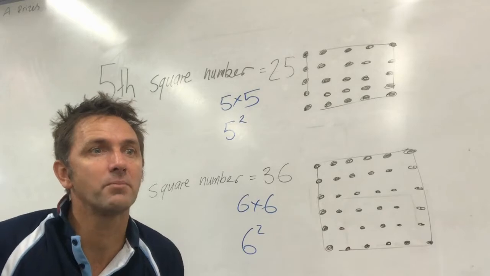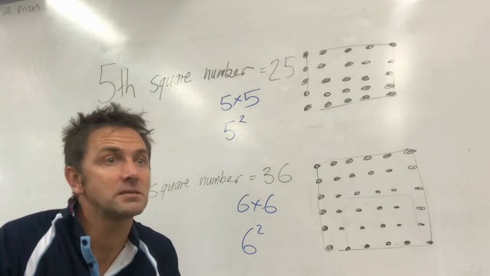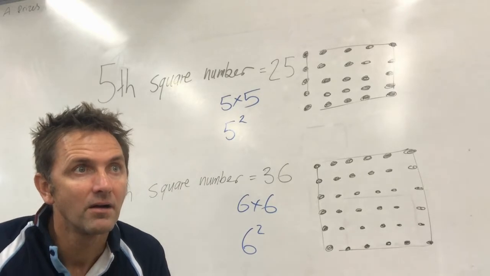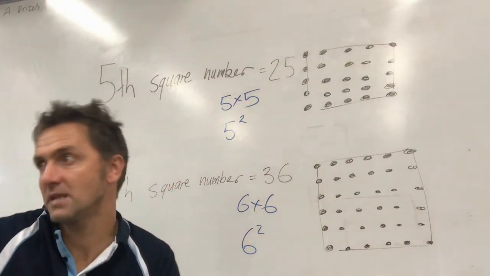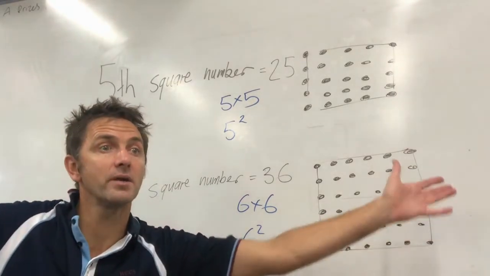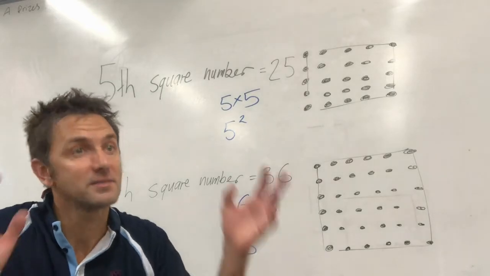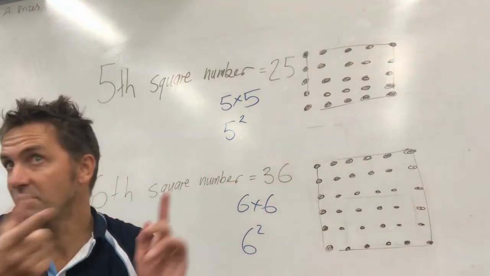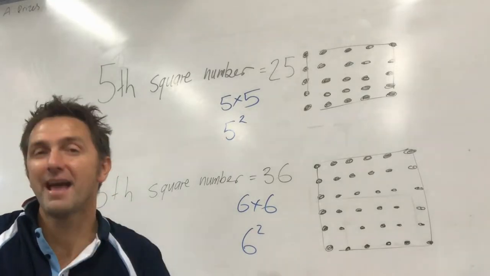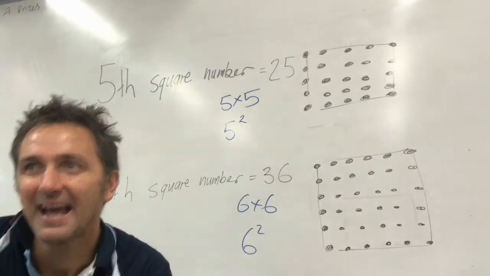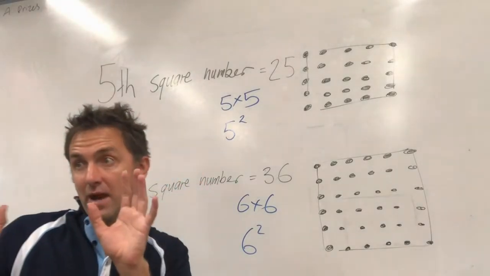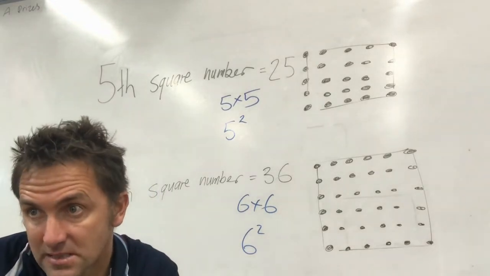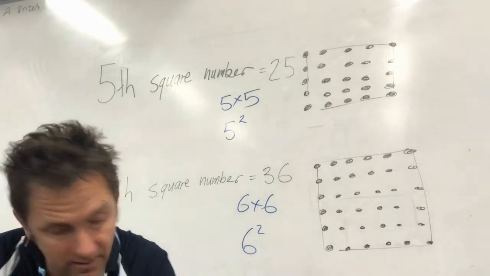The 10th square number is 100, because 10 times 10 is 100. The 11th square number is 121, because 11 times 11 is 121. The 12th square number is 144, because 12 times 12 is 144. They go on forever. 13 times 13, 14 times 14. We'll stop there, because I think you've got an idea of what square numbers are. Now we're going to look at their properties, and they're pretty interesting.